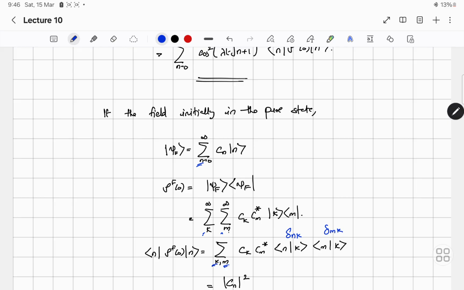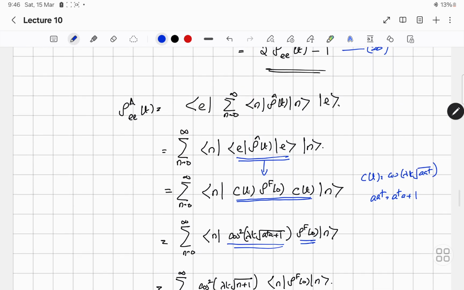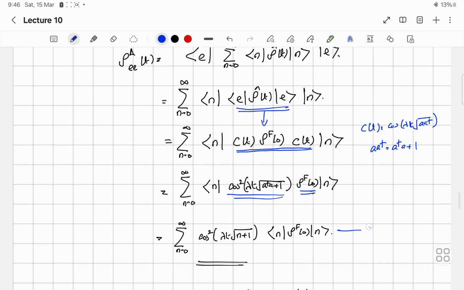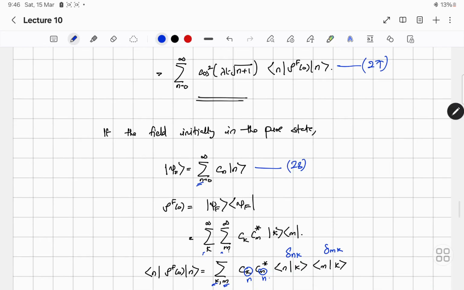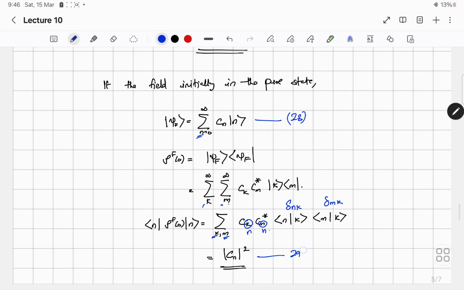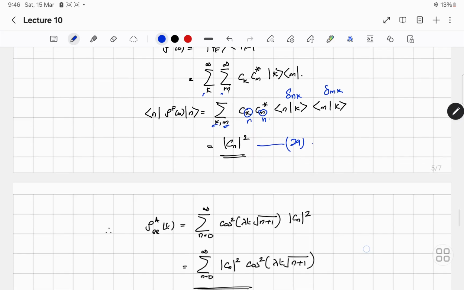And if you are summing over k and m, just replace k with n and replace m with n, it will become mod C_n square. So the inner product <n|rho_f(0)|n>, if you are starting with the initial pure state of this particular state, then it would be mod C_n square. Okay, so before going further, I will just write the equation numbers here. So let this be my equation number 27, this is my equation number 28, and this will be my equation number 29.